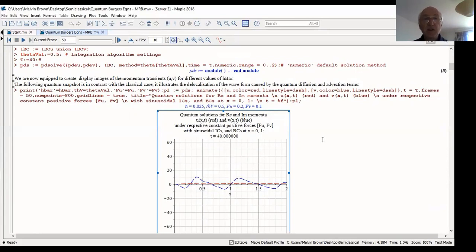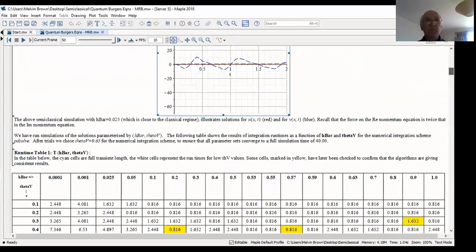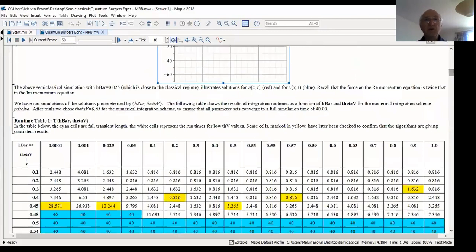Here, in this case, this has got a value of h bar, if you look above the diagram, of 0.25, which is pretty classical. And you saw the red one, the red momentum solution.